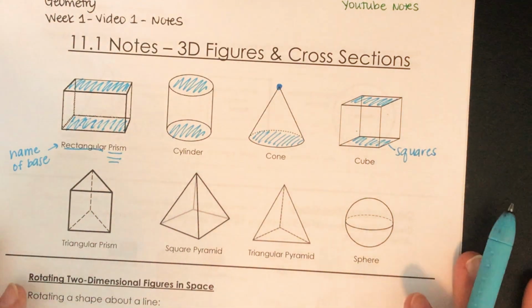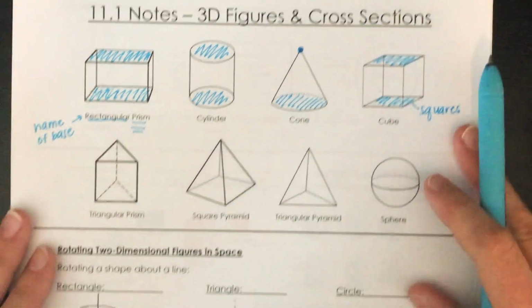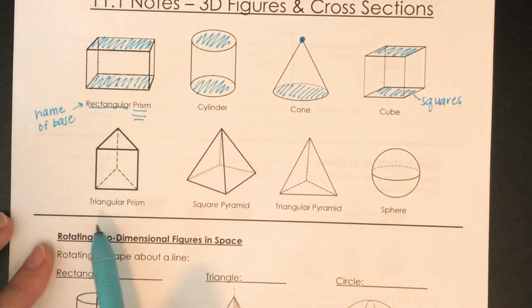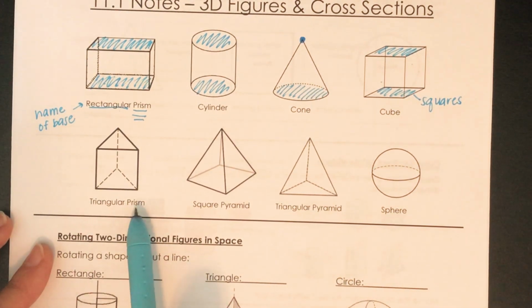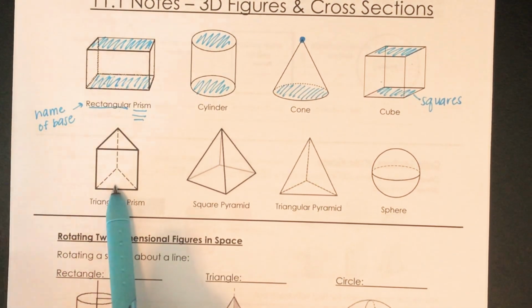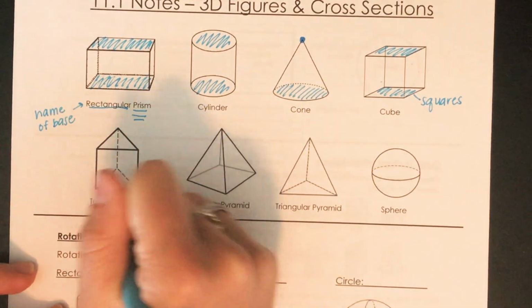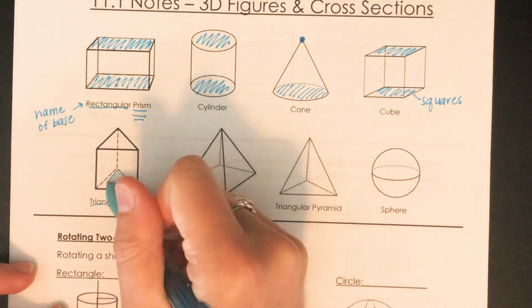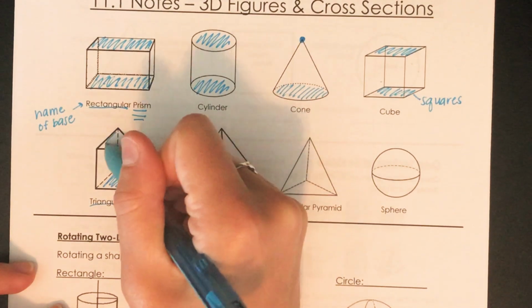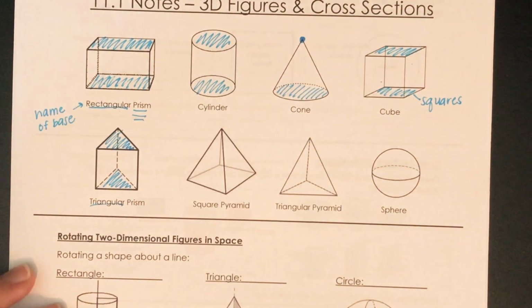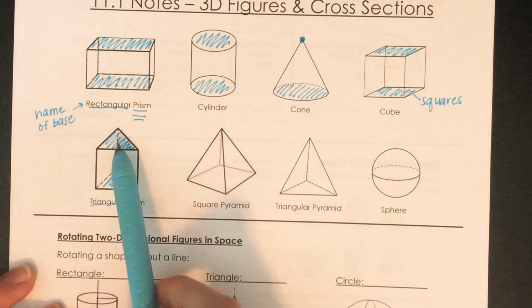Now, my next one down here at the bottom is one that looks a little funky. It's called a triangular prism. Again, a prism means the top and the bottom are the same shape. The shape of ours is going to be a triangle. So there's a triangle at the bottom and a triangle at the top. There's my triangular prism, okay?